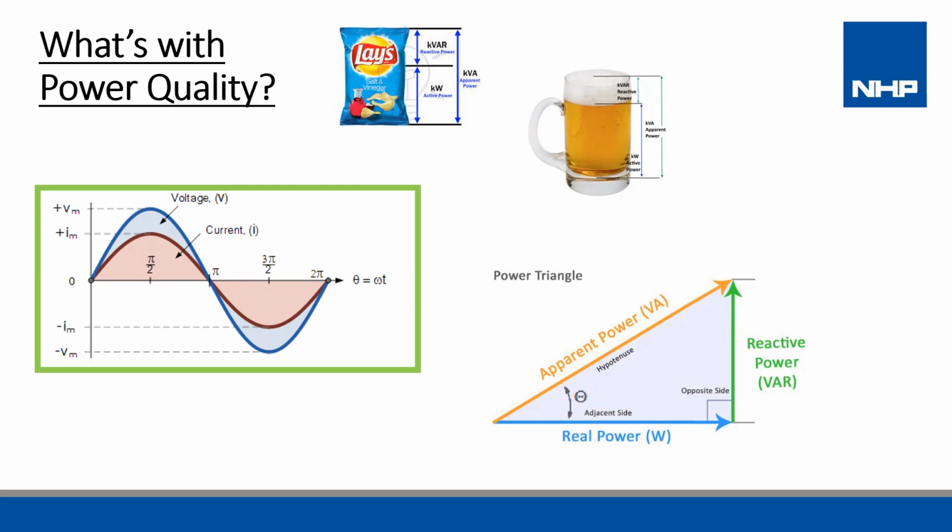Real power, measured in watts or kilowatts, is the power that does the work required by applications. It's the power which usually performs the work, i.e. turning a motor shaft. Reactive power, measured in volt amperes reactive, or var or kvar, kilovar.